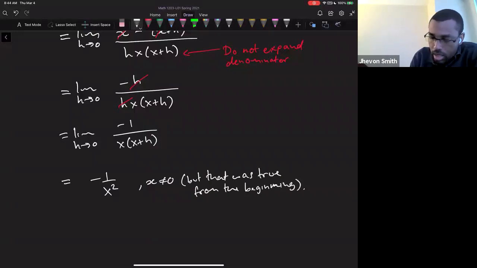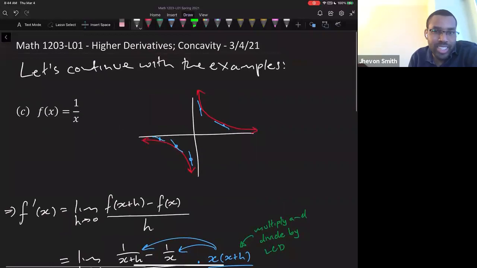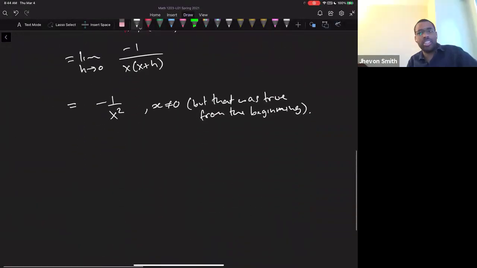Beginning. We start with 1 over x. x couldn't be 0 in the first place. So it's not going to be 0 now. That's actually something that we'll talk about in a little bit. So that is the derivative.